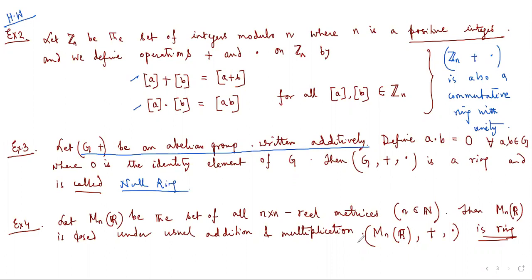Okay, so here I'm not writing that M_n(R) plus dot is a commutative ring with unity. Here I'm only writing that it is a ring. So all these examples you need to work out by yourself at home whenever you get time. We are going to discuss the remaining topics in the second session.